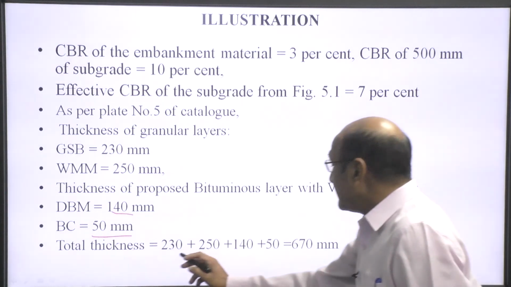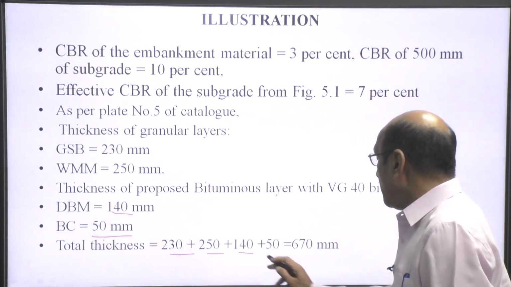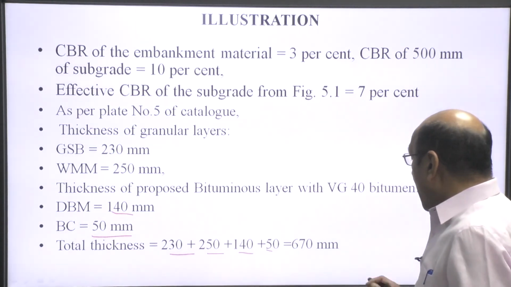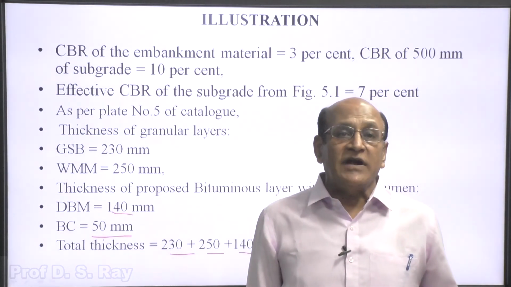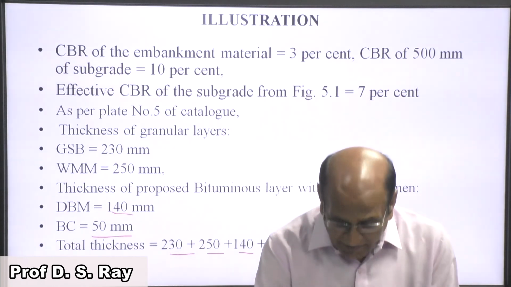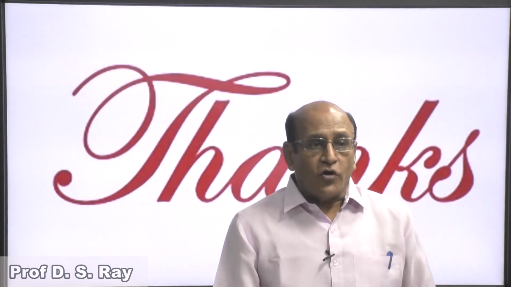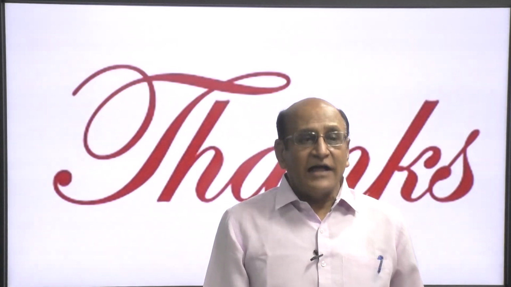So, the total thickness will come 230 plus 250 plus 140 plus 50. So, that will come 670 mm. So, by this method we can easily calculate the entire thickness of the pavement. So, this is the end and thank you very much.